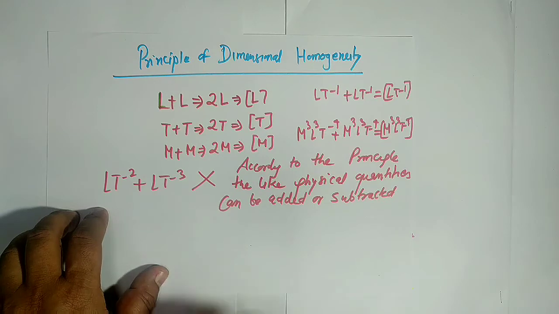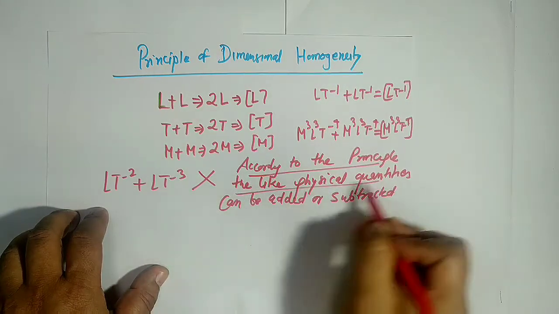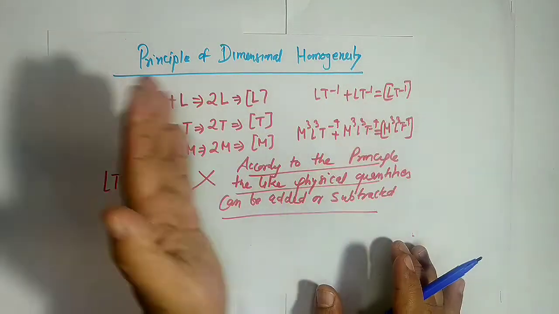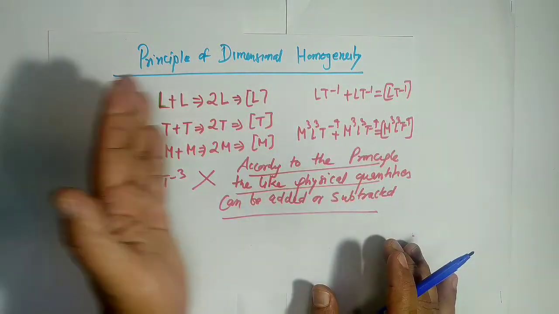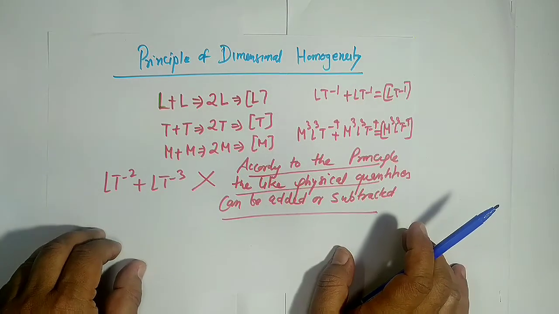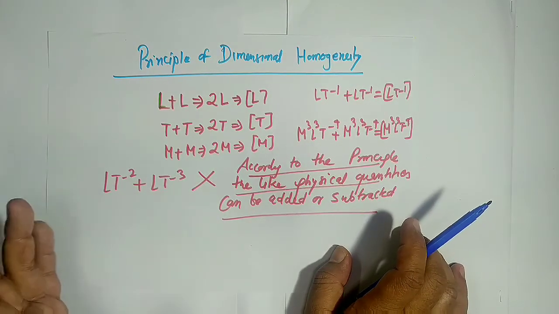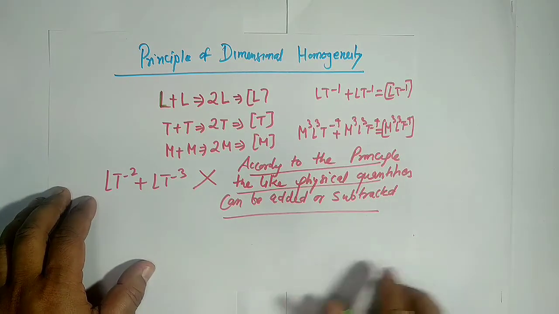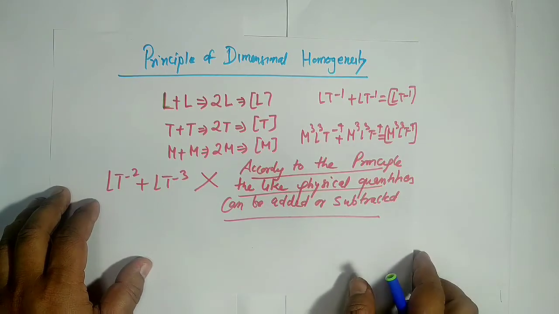Okay, so this is the principle of homogeneity, and we are going to apply this principle in different applications, and I will show you how we apply. Got it? L plus L will have the dimension L, T plus T will have the dimension T, M plus M will have the dimension of M, but you can't add 1 meter with 10 seconds. There is no physical significance of this. Can we add 3 kg with 50 meter? No.